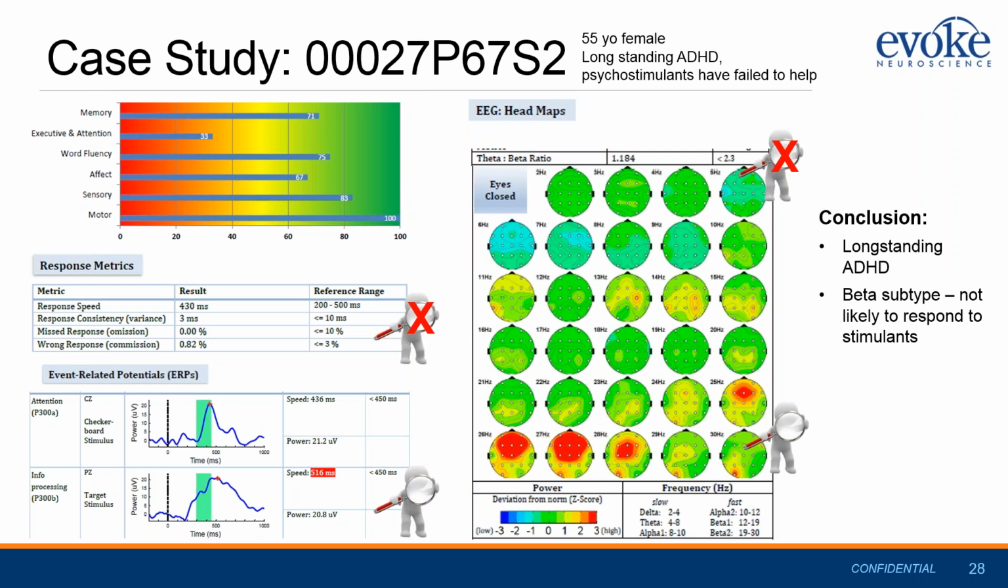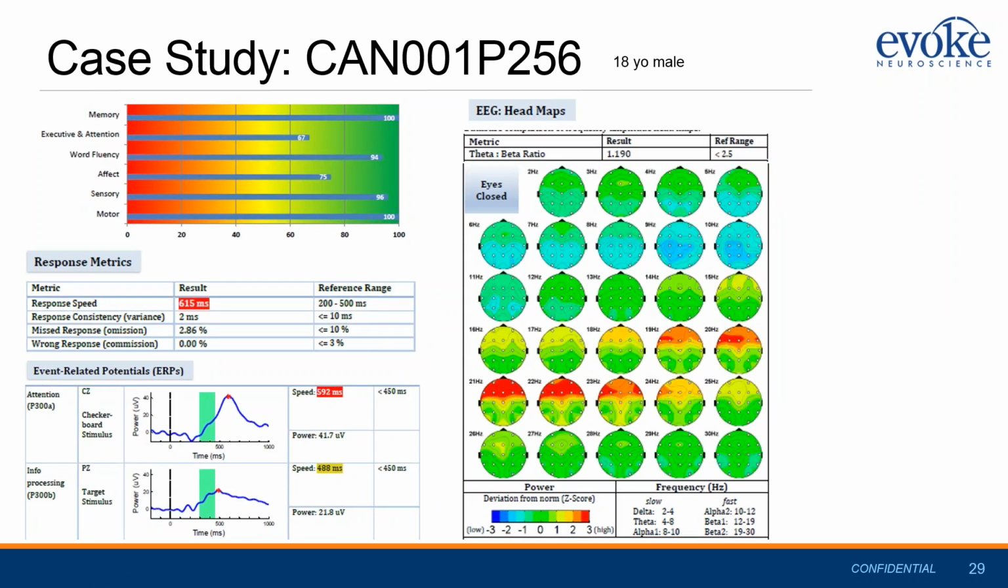She is not going to respond well to stimulants, so that's why her medications haven't been helping. She's been coping well enough. Her behavior is not too far off. She does have some self-reported concerns, but the reason why stimulants aren't working is because she's the beta subtype. So that's why looking at brain-based biomarkers can be really helpful when you're making a treatment plan.